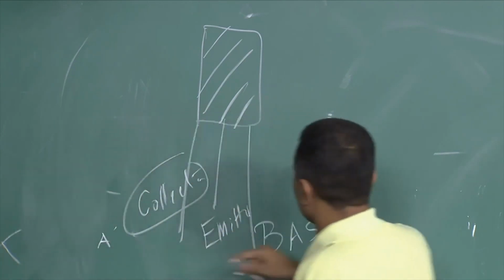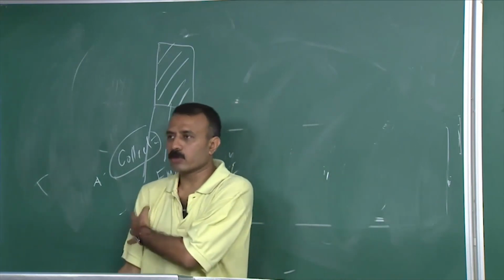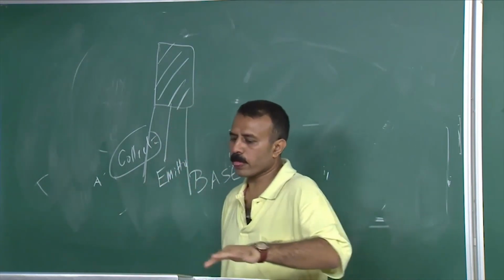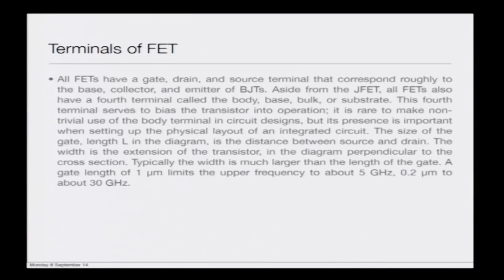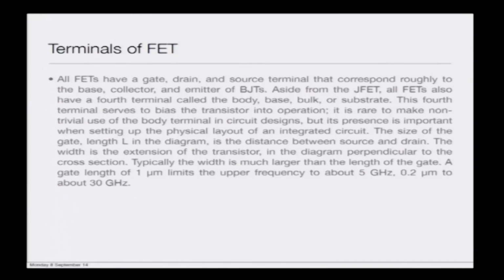Similarly, the FETs also have different terminals, and today we will talk about the terminals in this slide. If you look at the slide, all FETs have a gate, a drain, and a source terminal that corresponds roughly to the base, collector and emitter of the BJTs. Aside from the JFETs, all FETs also have a fourth terminal called the body, base, bulk or substrate. These are all synonymous.